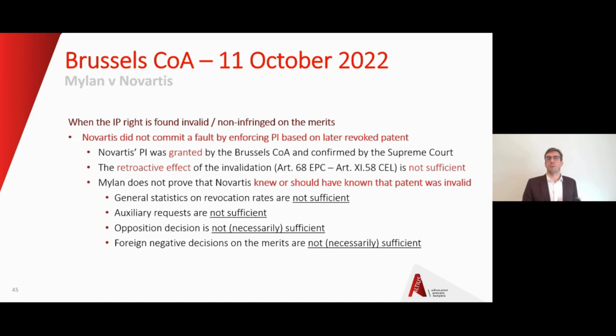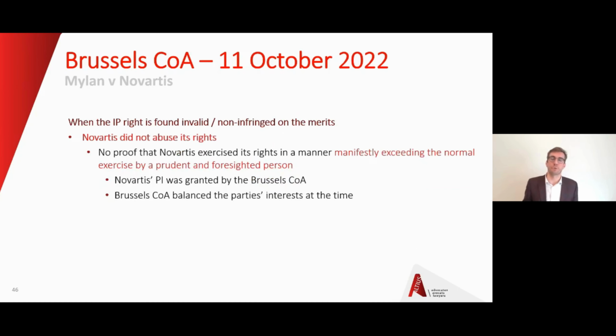The general statistics, which Mylan had advocated on revocation rates, are not sufficient. The fact that auxiliary requests, which are in essence auxiliary, have been filed, are not sufficient. The fact that there is an opposition decision which is negative is not necessarily sufficient, can be one of the elements, and foreign negative decisions on the merits are not necessarily sufficient, can be one of the elements, but in this case they were not sufficient and Novartis did not commit a fault. Novartis did also not abuse its rights because it actually enforced its rights, exercised its rights in a manner that was in line with normal exercise by a prudent and foresighted person.